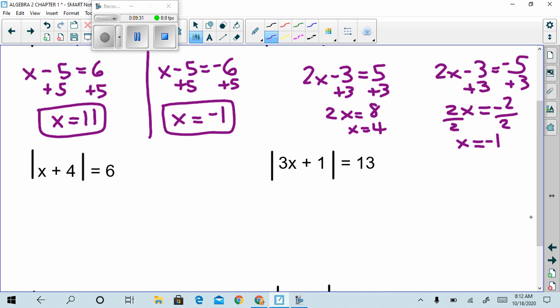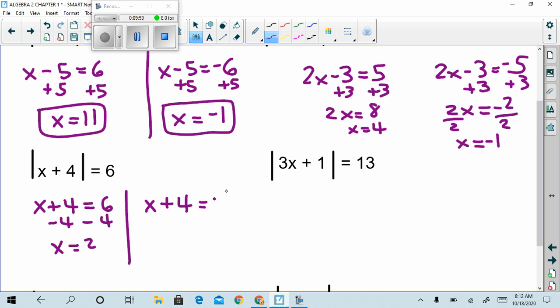Let's just try two more before I do something different. X plus 4 equals 6. Let's subtract 4 on both sides. X could be equal to 2 because 2 plus 4 is 6, and the absolute value of 6 is 6. Let's go to the second part of this, where we change that sign so that it's equal to the negative. And I'm going to subtract 4 on both sides, and I get x is equal to negative 10. Well, negative 10 plus 4 is a negative 6, and the absolute value of negative 6 is also 6. So you see that two numbers do work out.